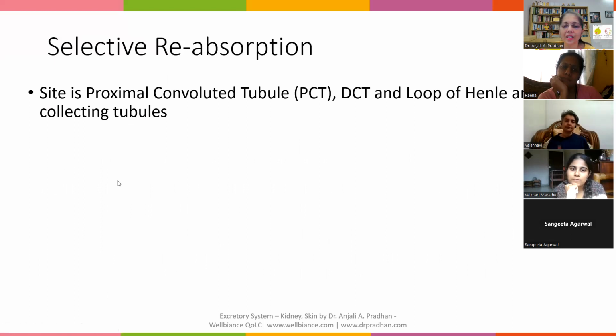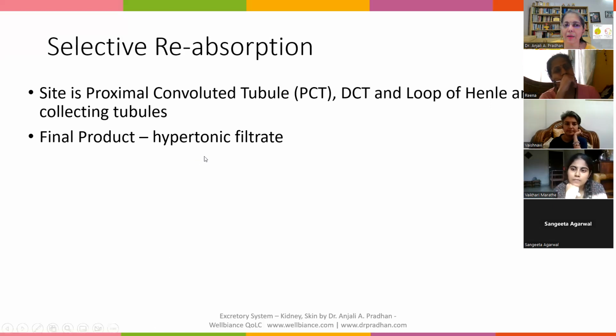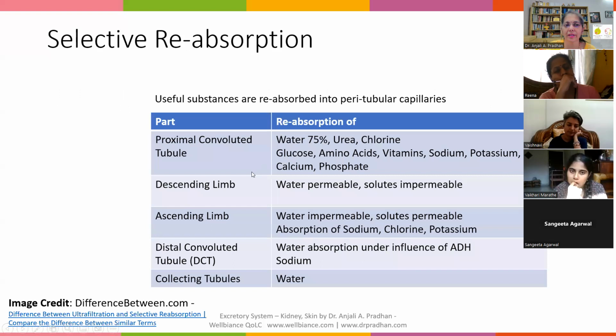Now we will see selective reabsorption. As the filtrate goes down, there is selective reabsorption through the proximal convoluted tubule, then the loop of Henle, and the distal convoluted tubule. Along with reabsorption, there is also secretion. Reabsorption means substances go from the tubule into the circulation, and secretion means they come back from the arteriolar circulation into the tubule. So the final product is hypertonic filtrate, which is our urine.